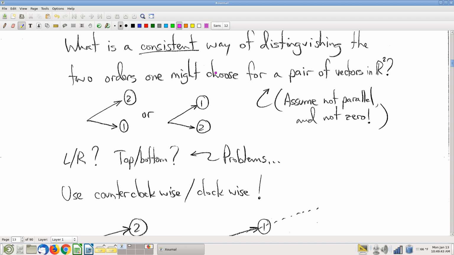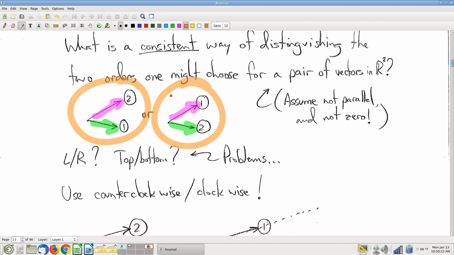I want to talk about orders, how to order vectors, and at a glance, it looks like a silly question. Here's a couple of vectors. There's a vector. There's a vector. I have the same two vectors, and I've written this pair of vectors twice. Notice there's two different orders that I could label them. I could have the green one be first and the purple one second, or I could have the purple one first and the green one second. Why we would want to do such a thing, we'll talk about later. But let's just take it as a given, and we want to be able to talk about the different ways that you can order vectors.